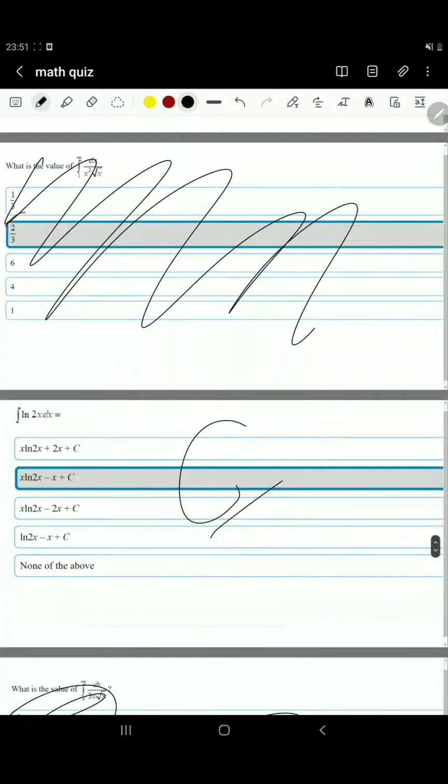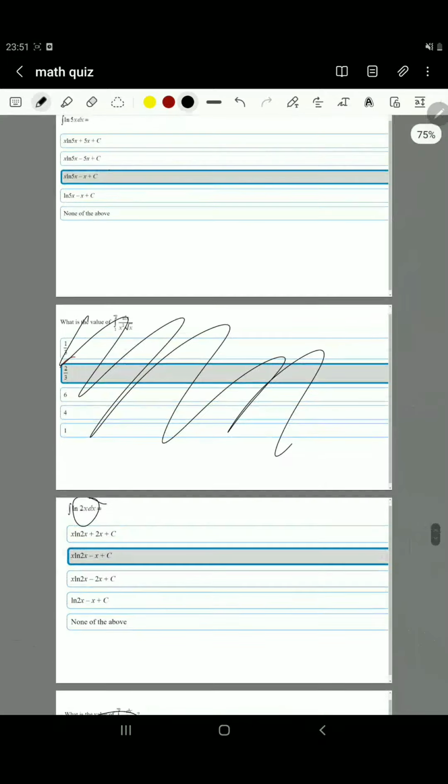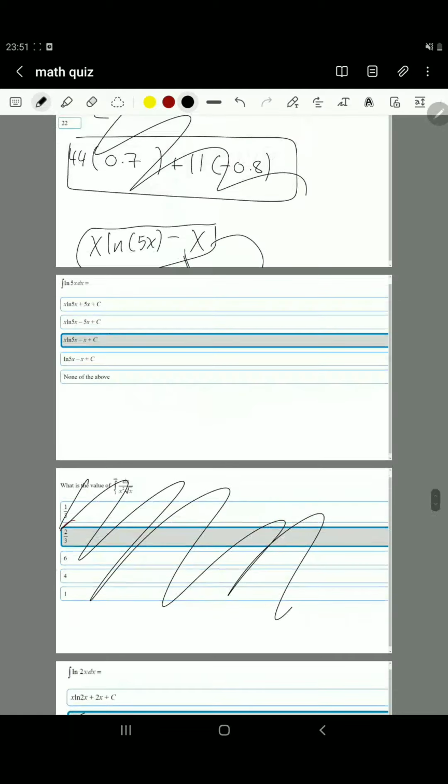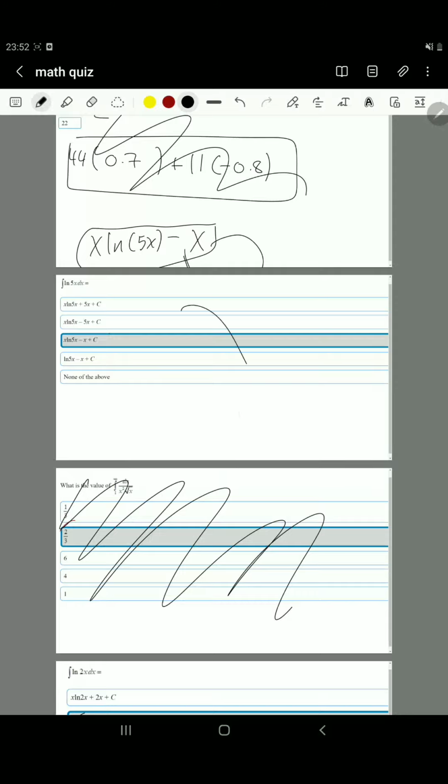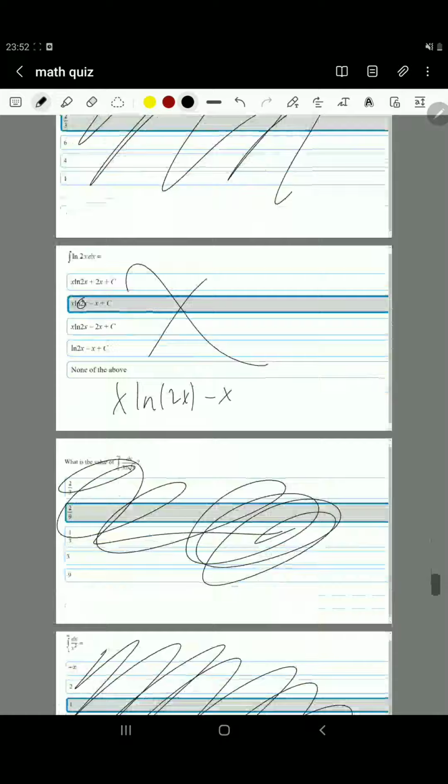And the question over here is the exact same question, by the way, and the answer turns out to be the same, but the 5 becomes a 2. So here the answer is x ln 5x minus x, and here it's going to be x ln 2x minus x, using the exact same format. In fact, the integral of ln ax is always going to be x ln ax minus x plus c, whatever a is. We can prove that using the same method I showed you. So this question is done, and this question is the exact same question.